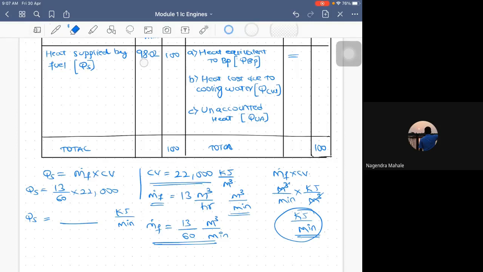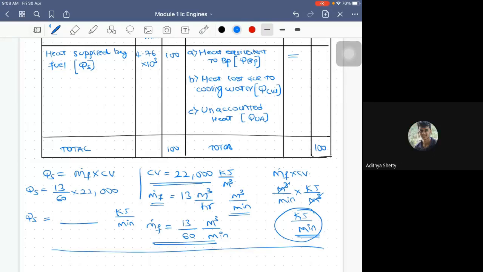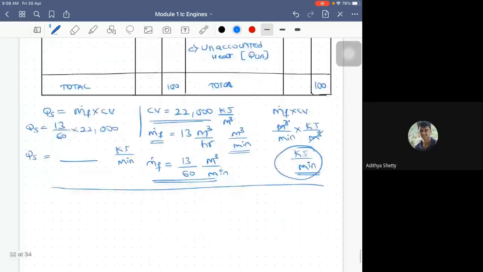Okay, now I will change this. So 4.76 into 10 to the power of 3 is the value. Okay, now it is correct. Got it, Aditya? You were wrong, isn't it? Yes. You forgot about the units. So units play a very important role.